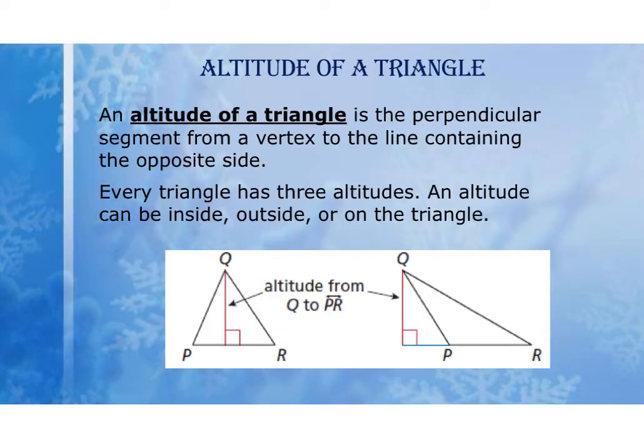Altitude of a triangle. An altitude of a triangle is the perpendicular segment from a vertex to the line containing the opposite side. Every triangle has 3 altitudes. An altitude can be inside, outside, or on the triangle.